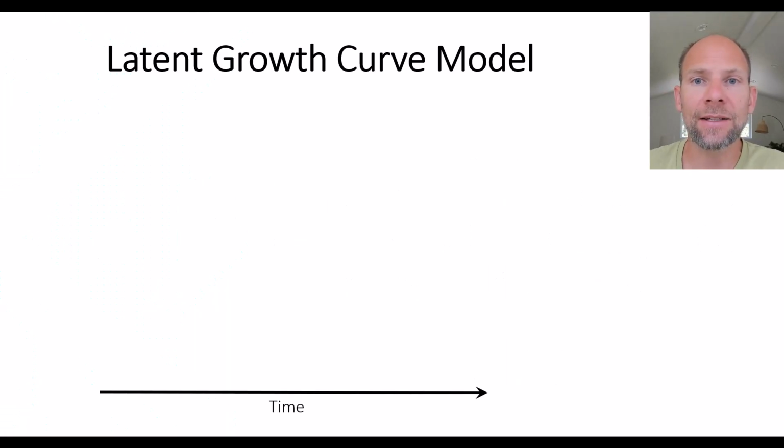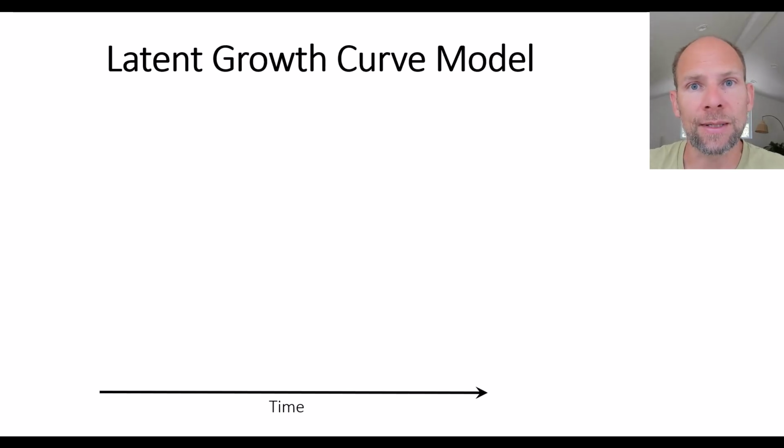So what are latent growth curve models? Latent growth curve models are longitudinal confirmatory factor analysis models, or we could say longitudinal structural equation models, that allow us to model change over time in repeated measures data. Repeated measures data is also known as longitudinal data, where we have multiple observations from the same people across time. For example, multiple observations of intelligence or emotions or life satisfaction or something like that.